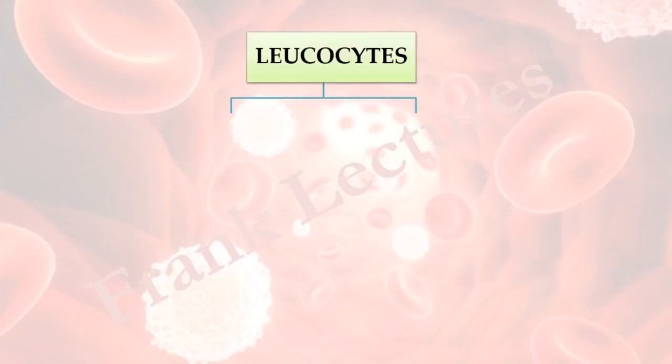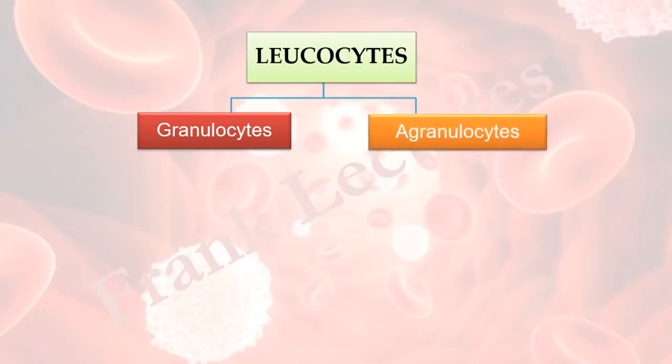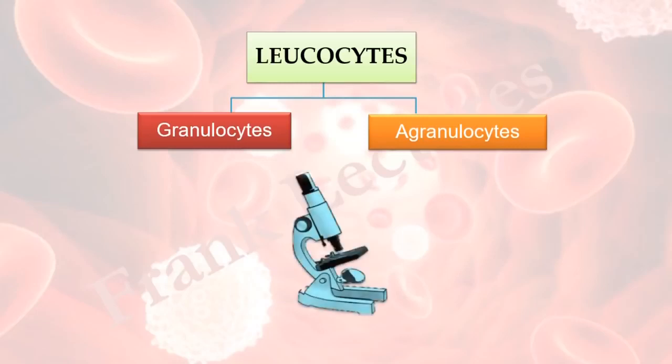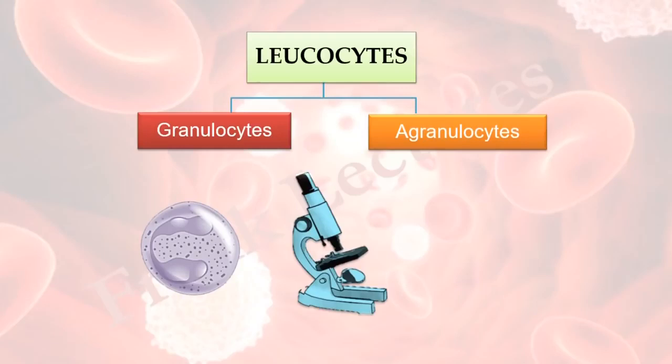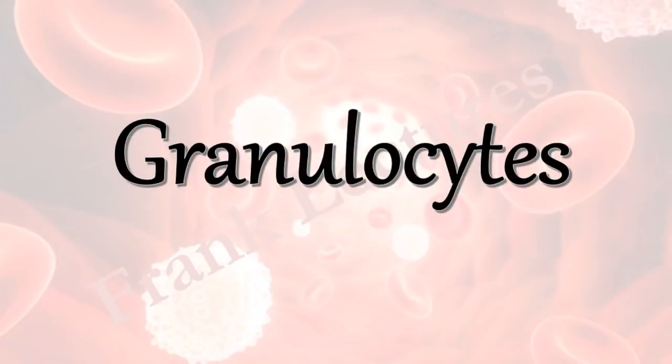Leukocytes have been further classified into two groups, granulocytes and agranulocytes. The basis of this classification is their appearance under light microscope. In case of granulocytes, the granules present in their cytoplasmic matrix are clearly visible under light microscope. But in case of agranulocytes, the cytoplasm appears uniform, since the granules are invisible. In this video lecture, we will cover granulocytes.